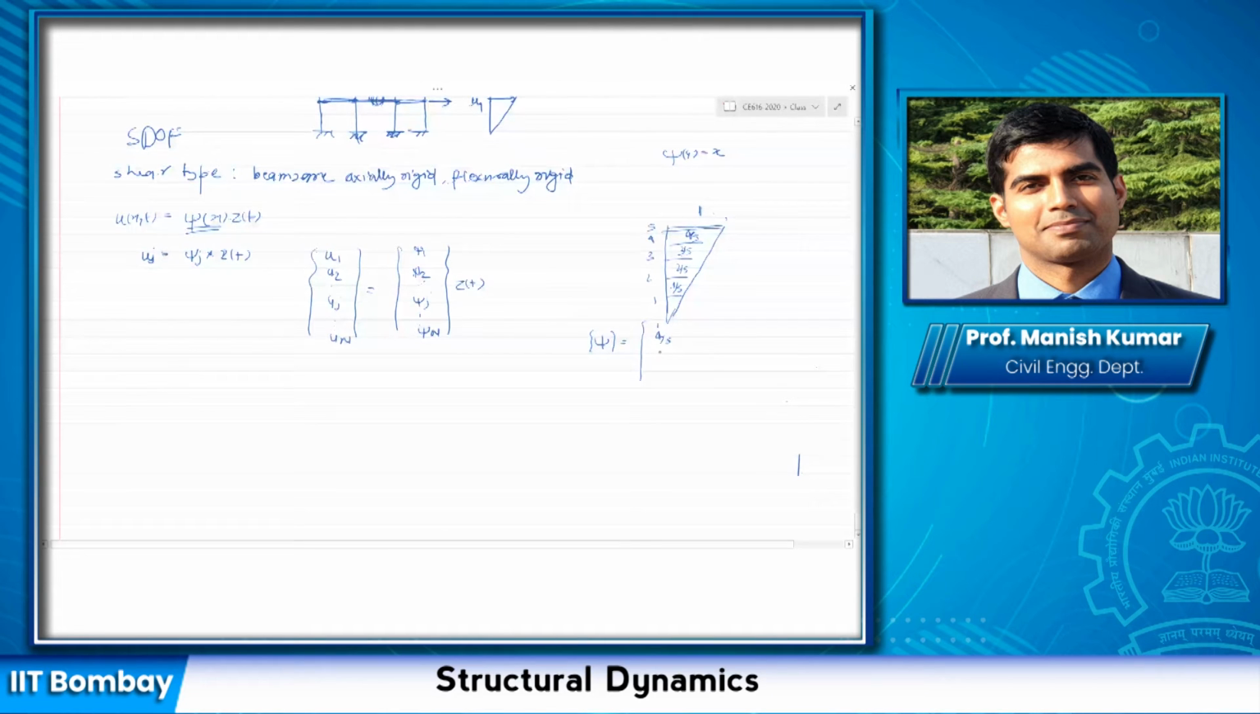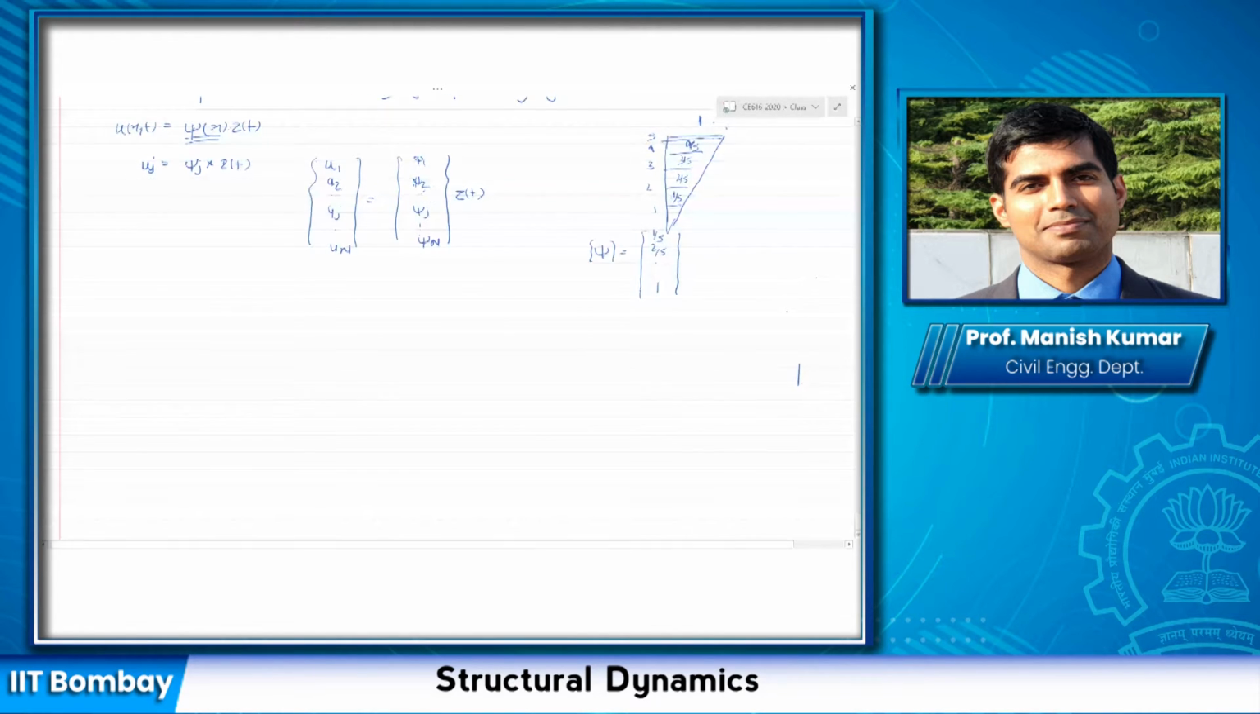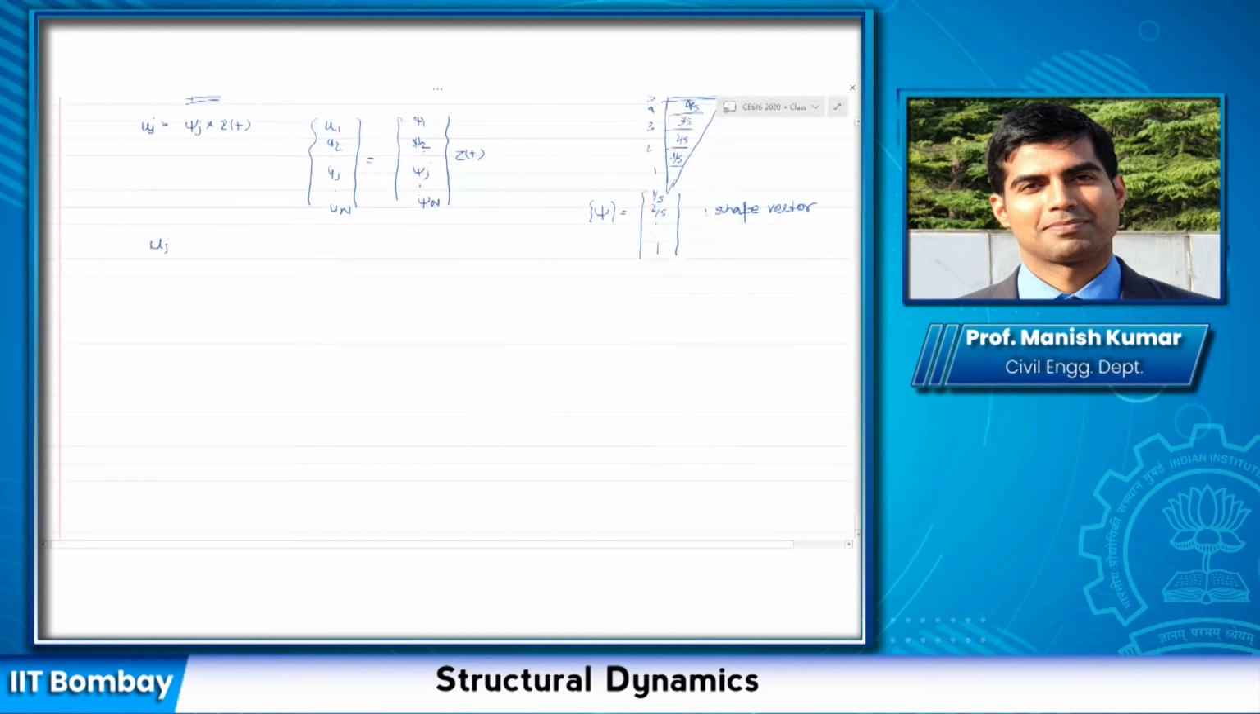Once that is known, at any level, ui or uj would simply be phi j times the coordinate z of t. And we are going to see again how to get the equivalent mass, equivalent stiffness, and the frequency of a system that is composed of discrete masses, like we did for continuous masses.